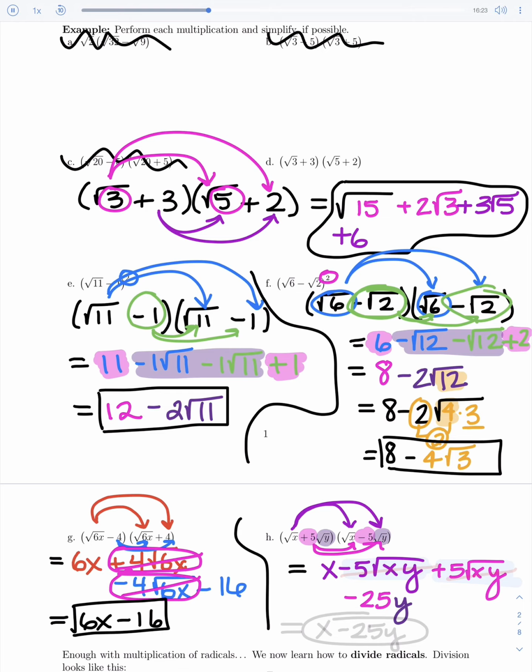Now let's see what happens. Notice in the middle when we did our FOILing, we got a negative 5 square roots of xy here. And we got a positive 5 square roots of xy. They're the same, just one's positive and one's negative. So they'll just cancel out. So what do I have that's still left over after FOILing? We've got the x that we started out with, and we've got the negative 25y that we got at the end of FOILing. That's our final answer.